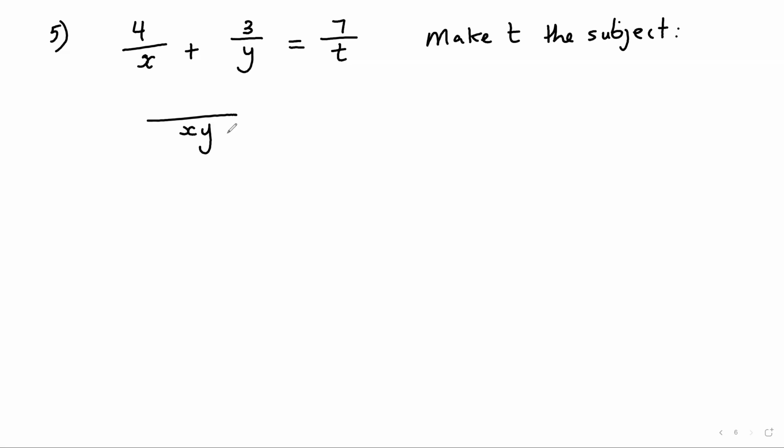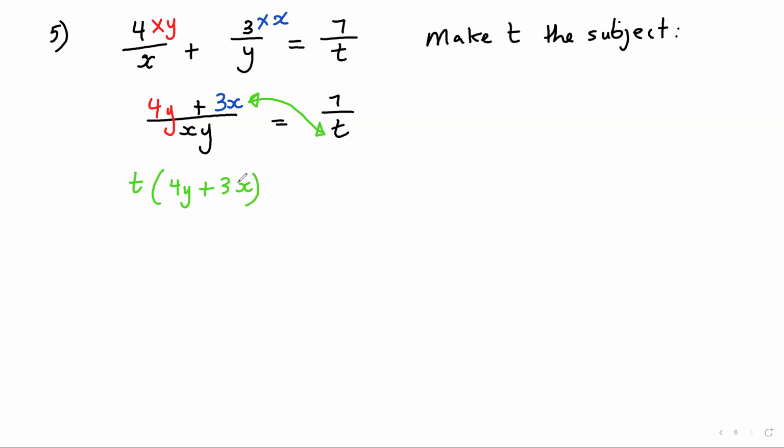You say x could go into xy, y times, so you multiply 4 times y to give you 4y. And then you say y could go into xy, x times. So you multiply 3 by x, which will give you 3x. And all of that is equal to 7 over t. Once you have fractions on both sides of an equation, to get rid of them, you cross multiply. So I'll multiply t times 4y plus 3x.